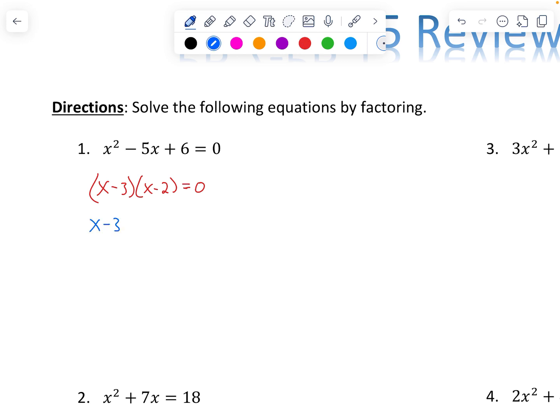So I'll show this step here. I probably won't show it on future problems, but we're setting up these two different equations and solving for x in each of them. So from this one we get x = 3, and from this one we get x = 2. So those are our two solutions to the first problem.